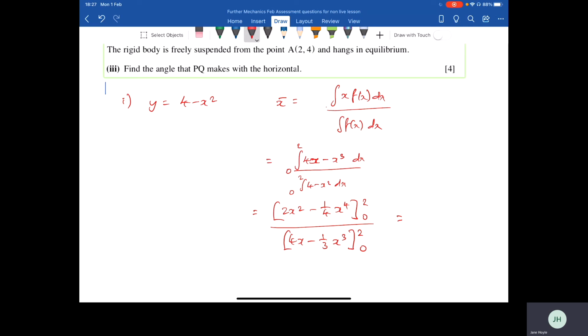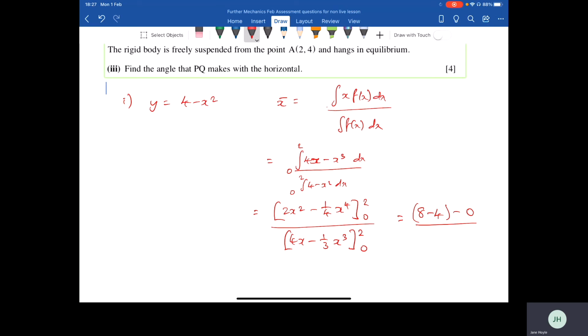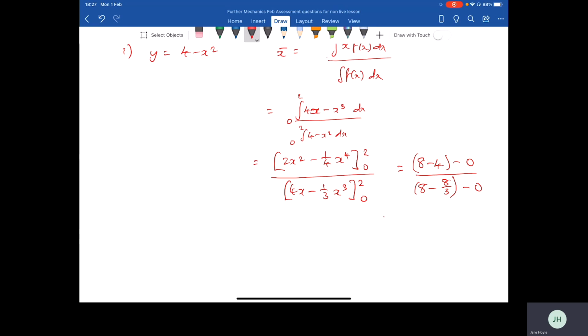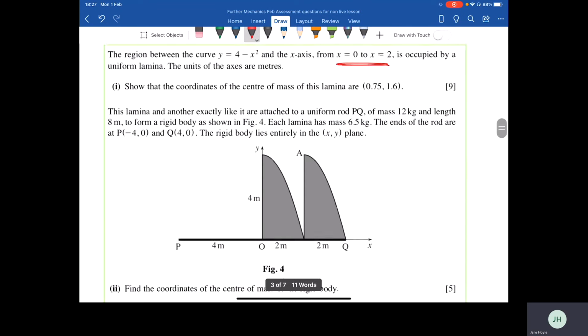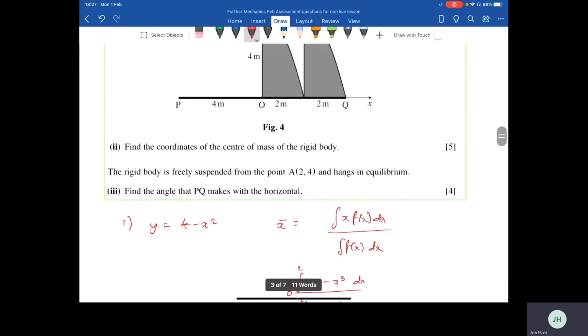Okay, if I put that in there, 8 minus 4, of course, evaluated at 0 is 0. On the bottom, 8 minus 8 thirds minus 0. So that is 4 over 16 thirds, 3/4. Hopefully that tallies. Yeah, 0.75.